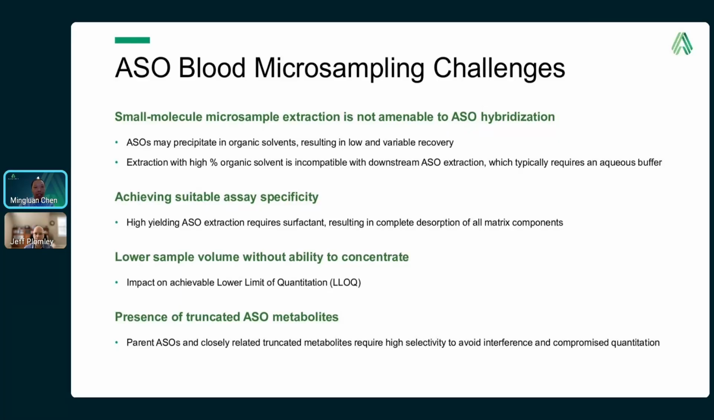Achieving sufficient assay specificity is also a major challenge, as the high ASO recovery often requires the use of surfactants that extensively dissolve matrix components from the substrate, increasing the extract complexity. The lower sample volume and the limited ability to concentrate the extract can further compromise sensitivity and negatively impact the achievable lower limit of quantitation. Finally, the presence of truncated metabolites also requires high selectivity to avoid isobaric interference and compromised quantitation.